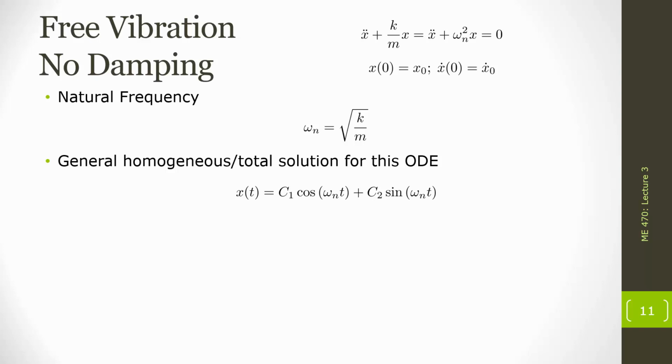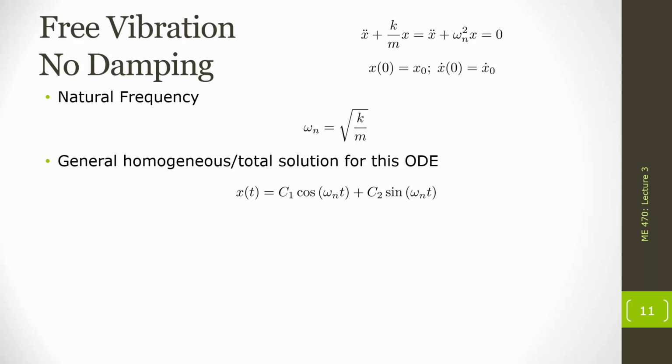And in that class, we saw that the general solution for x of t, the solution to this equation of motion or this ODE, was in this form. It was some constant times a cosine term plus another constant times a sine term. And both the cosine term and the sine term had an angular frequency of the natural frequency.